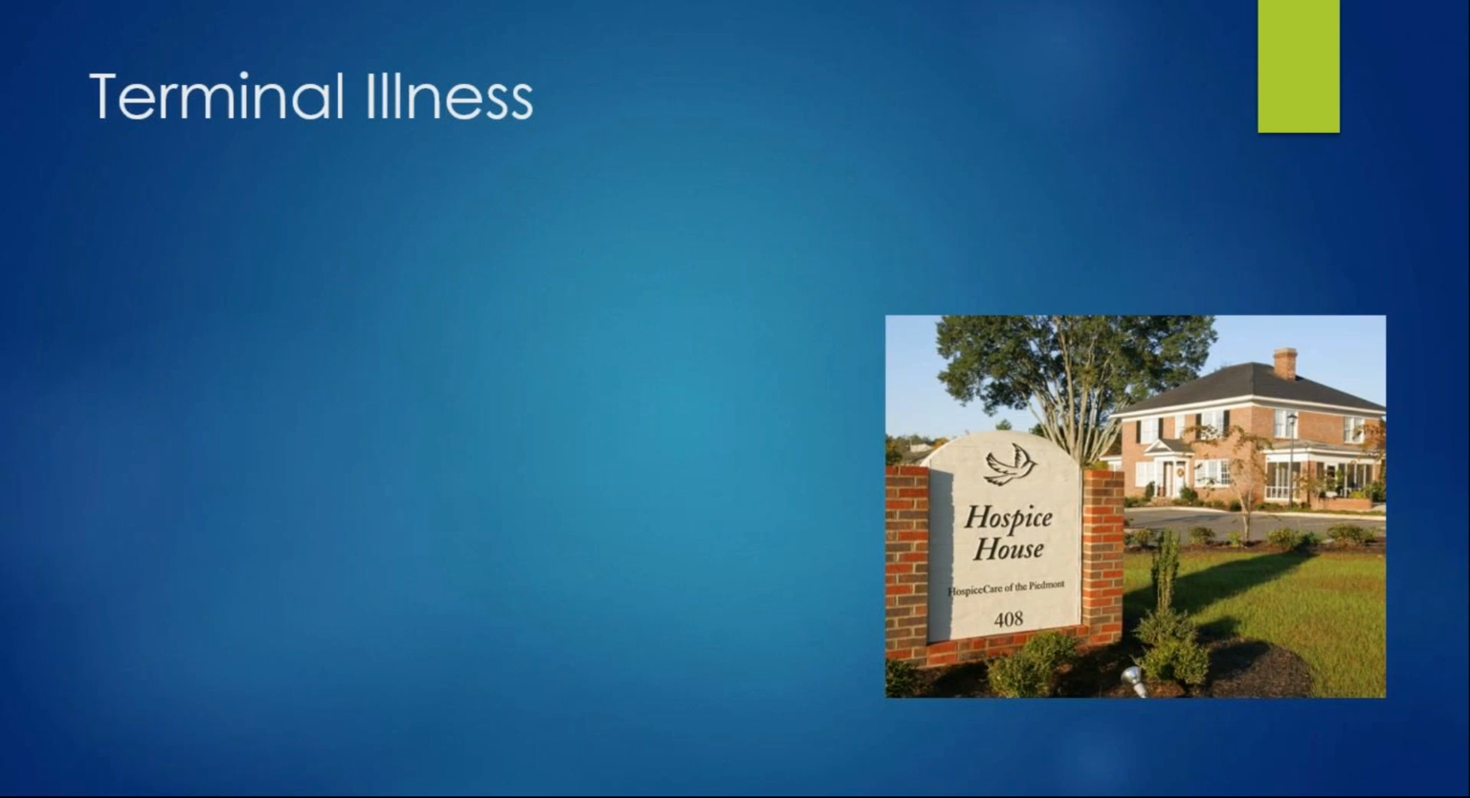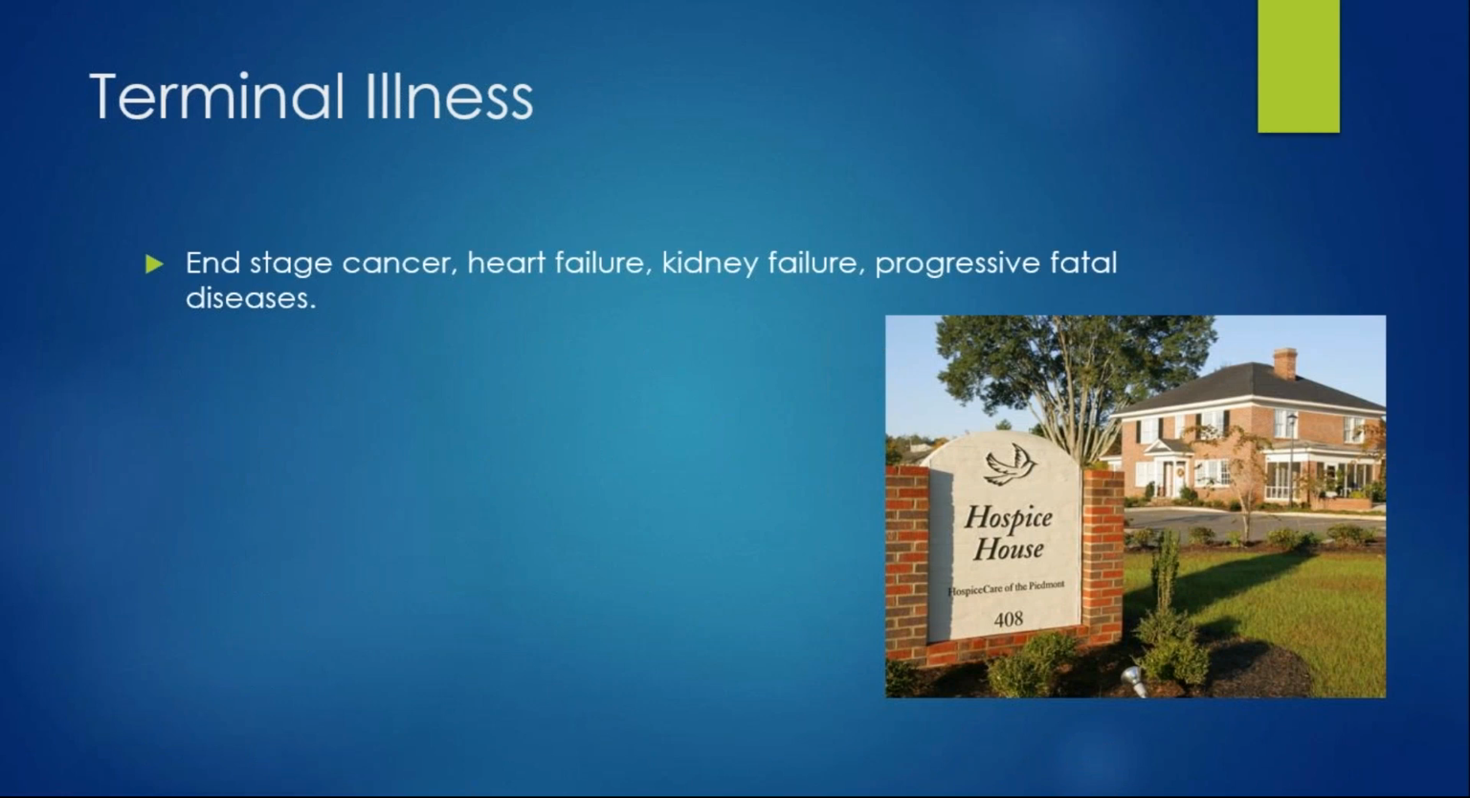Next, we're going to be talking about terminal illness. So a terminal illness could be referred to as end-stage cancer, different types of heart failure, kidney failure, or progressive fatal diseases as well. So with that, oftentimes these patients are going to have paperwork and different components in correlation to our EMS legal aspects, such as our DNRs, our DNIs, which stands for do not intubate, and any other type of advanced directives.